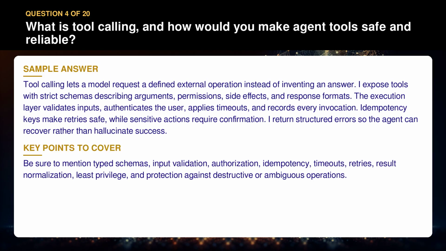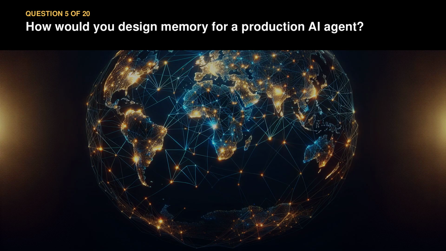Be sure to mention typed schemas, input validation, authorization, idempotency, timeouts, retries, result normalization, least privilege, and protection against destructive or ambiguous operations. Question 5. How would you design memory for a production AI agent?